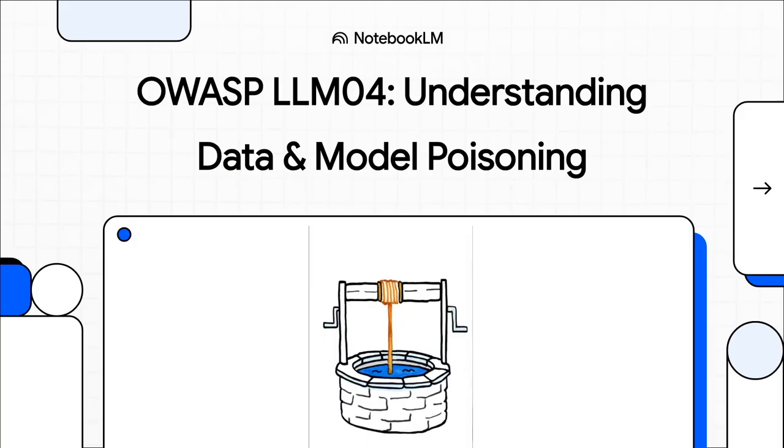Welcome. Today, we're diving deep into a threat that doesn't just hack your AI, it corrupts it from the inside out. We're talking about data and model poisoning, a vulnerability so critical it's high on the list from the web security experts at OWASP. Let's get right into it.